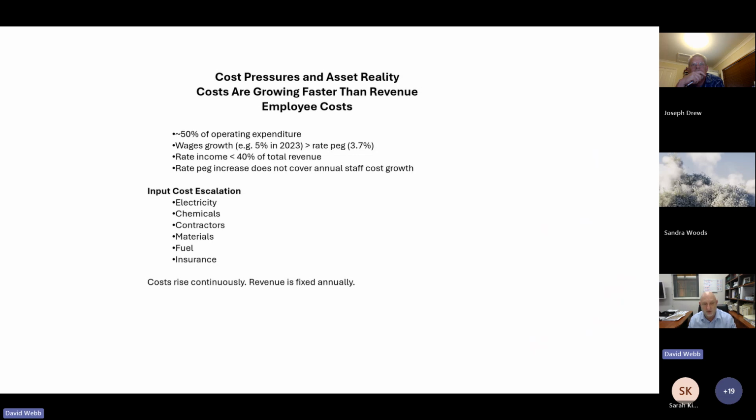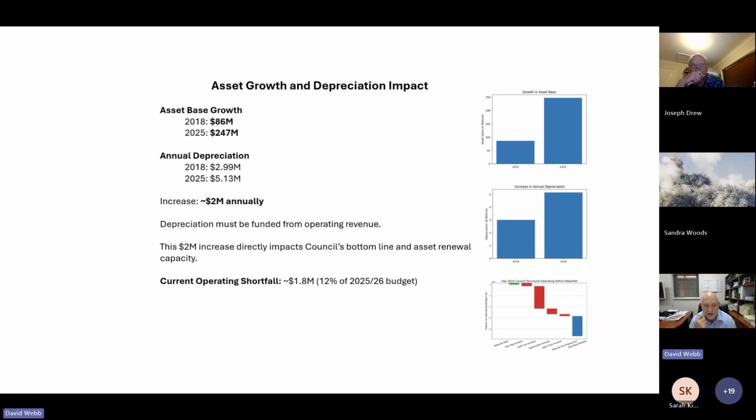And again, Professor Drew's tracking of that over the last 10 years certainly shows that. But in the last 2 to 3 years, we've really seen the pinch on councils. He talked about depreciation, and you can see here in 2018, our asset base was 86 million, and is now 247 million. So depreciation has grown from 3 million to over 5. That's increased 2 million annually in that time. And that just hits our bottom line when we're a small council with about 60 staff and a $15 million budget. When you increase that by 2 million, that really shows significantly on your operating result.